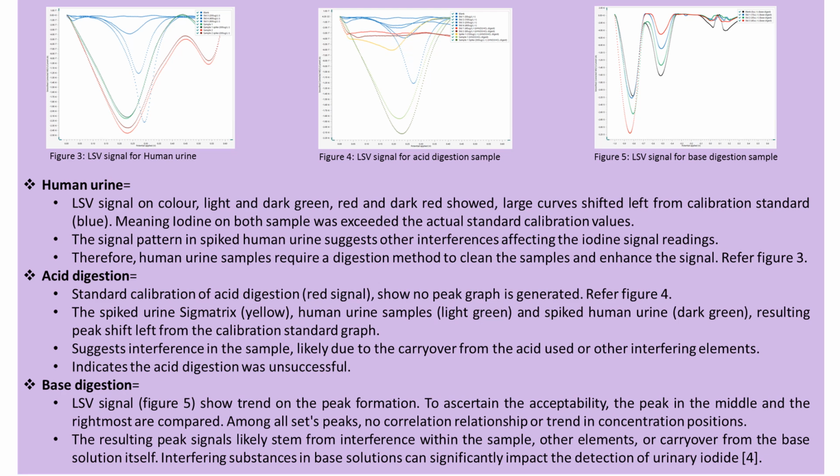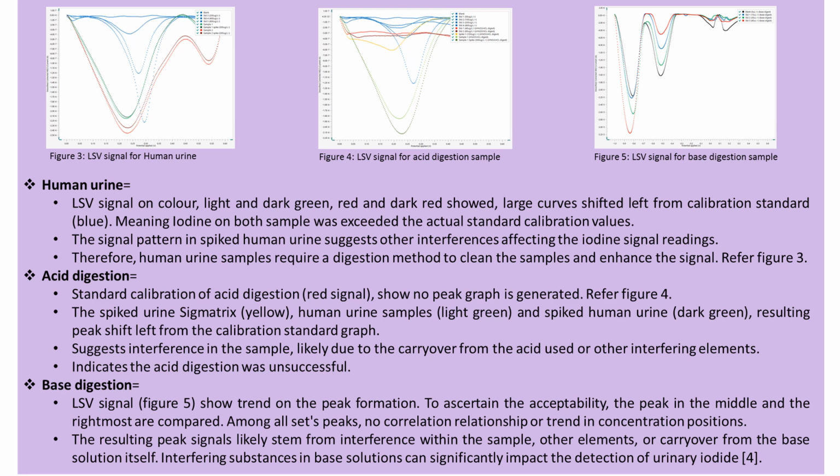For the standard calibration of acid digestion, the red signal, no peak graph is generated. Refer to figure 4. Regarding the spiked synthetic urine yellow signal, human urine sample light green, and spiked human urine dark green, the resulting pink indicates a shift to the left from the calibration standard graph. This suggests interference in the sample, likely due to carryover from the acid used or other interfering elements affecting the biosensor voltage reading. This indicates that the acid digestion for the test was unsuccessful.